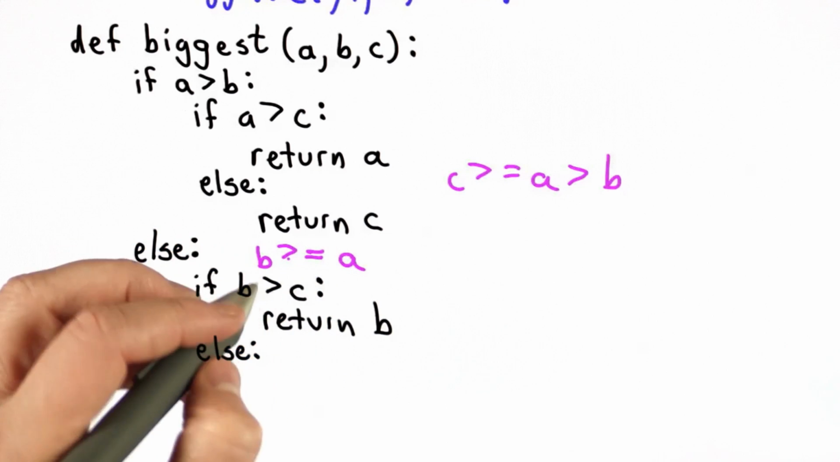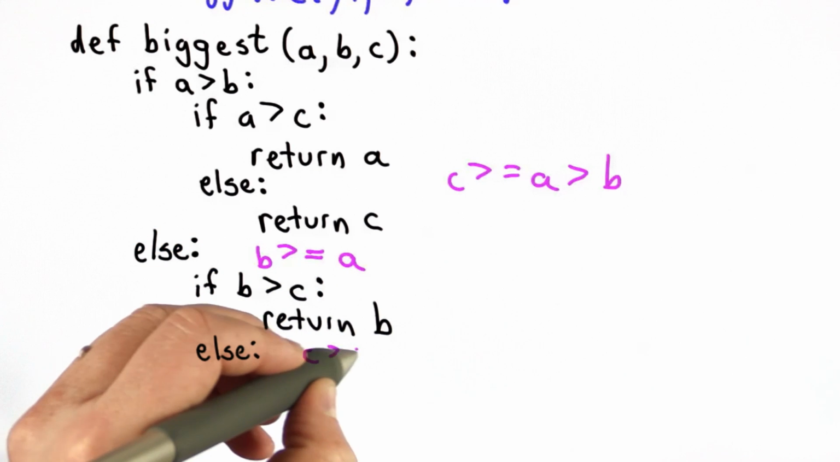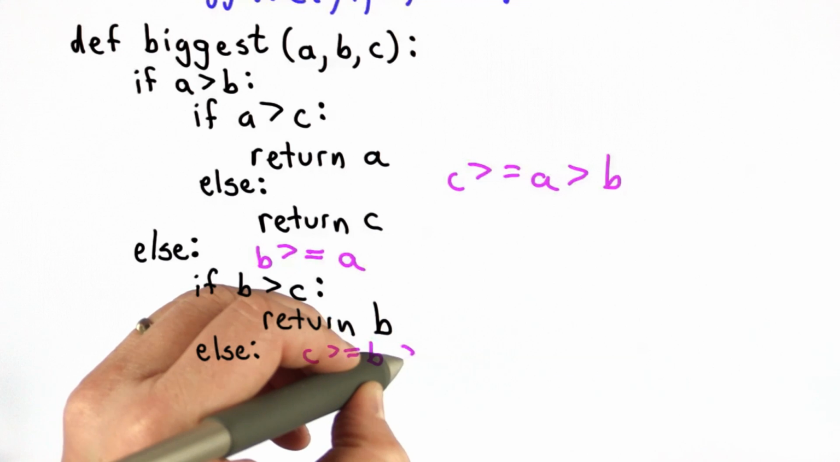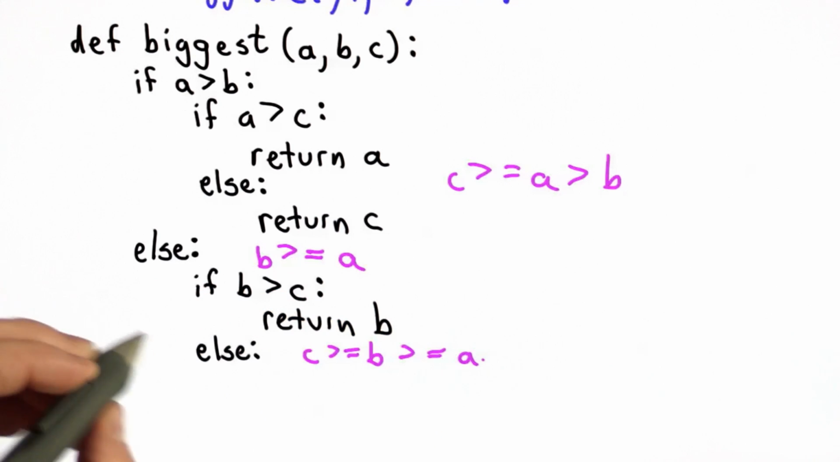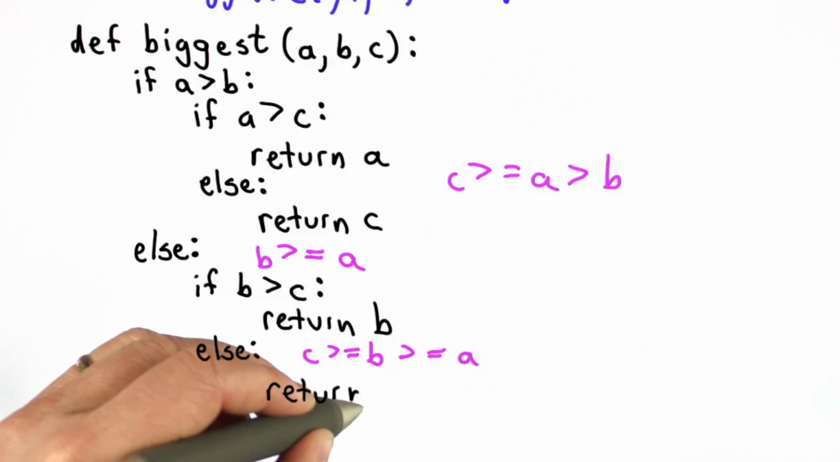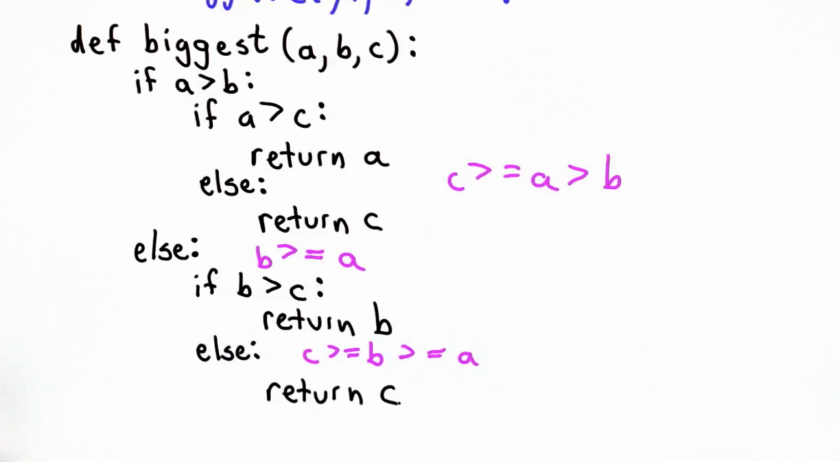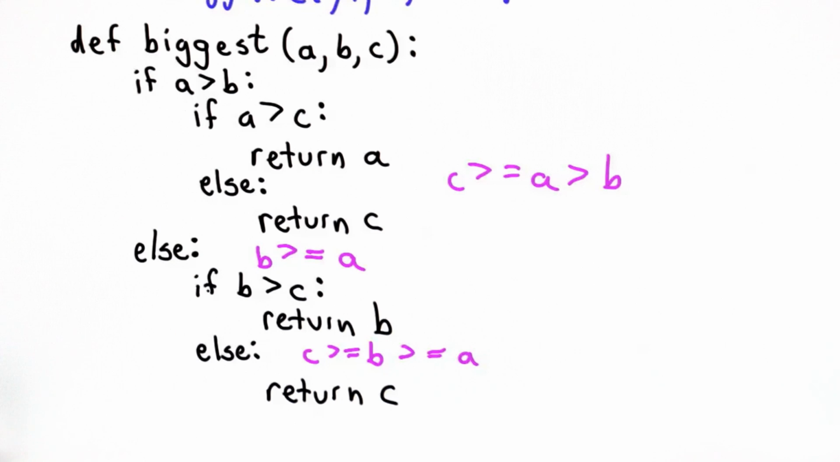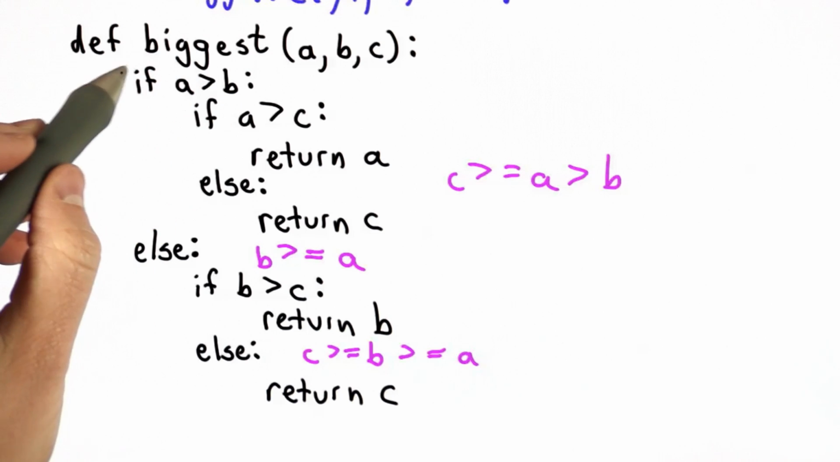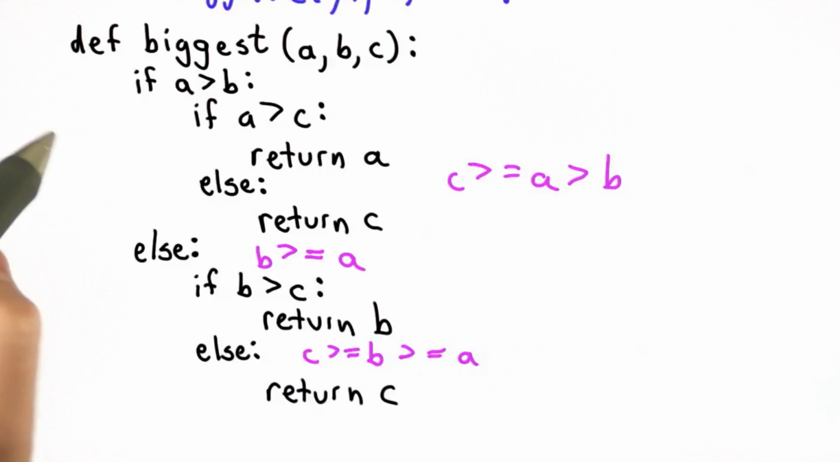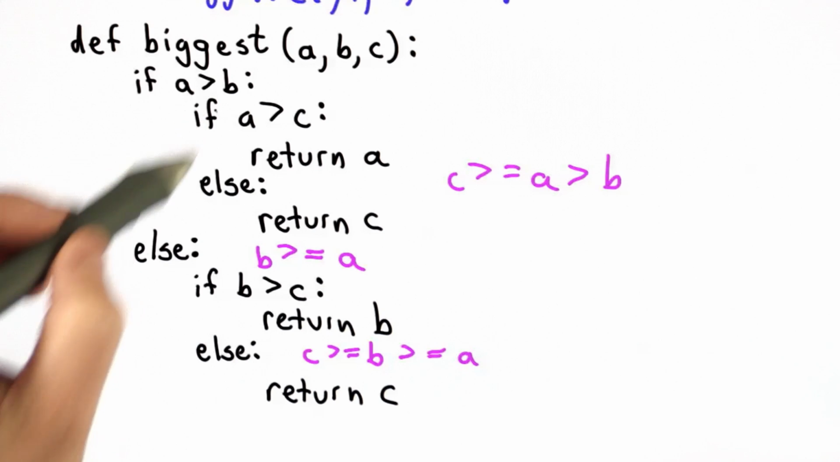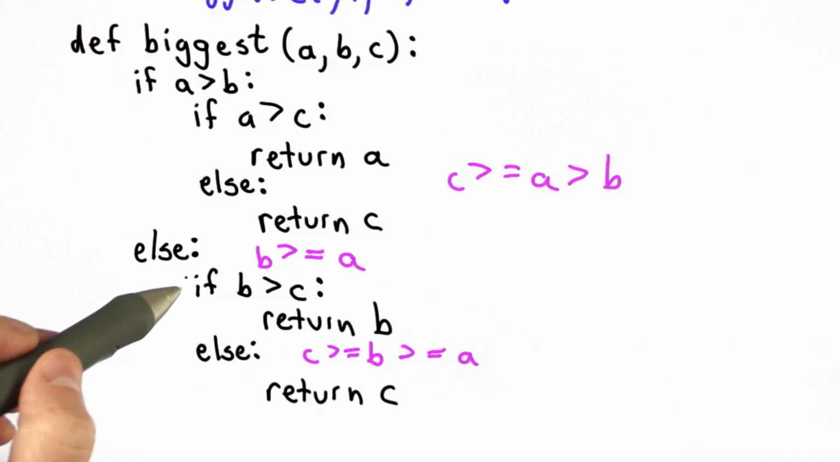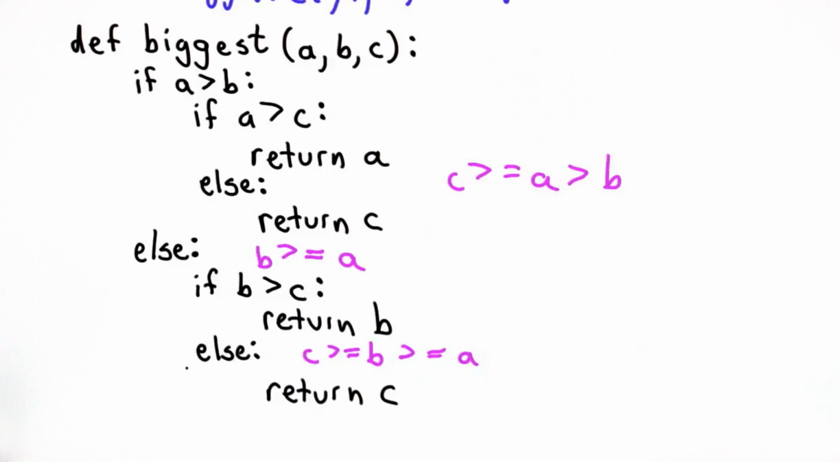If not, well, then we know B is greater than or equal to A, and C is greater than or equal to B, which is greater than or equal to A. So that means C is the biggest. We should return C. So here we have a definition of the biggest. It's pretty complicated. We have three different if statements. The main one that starts by comparing A and B, and then within that we compare A and C. Then we have the else, and within the else we compare B and C.